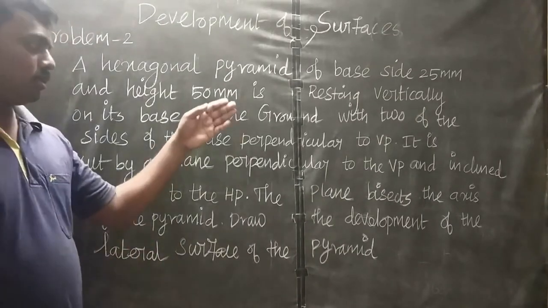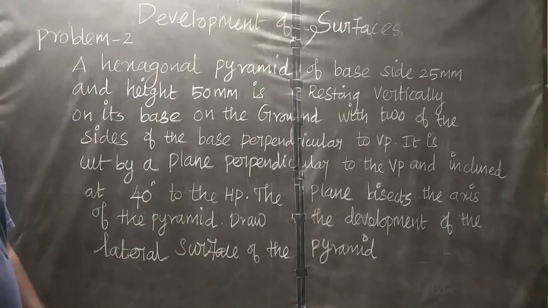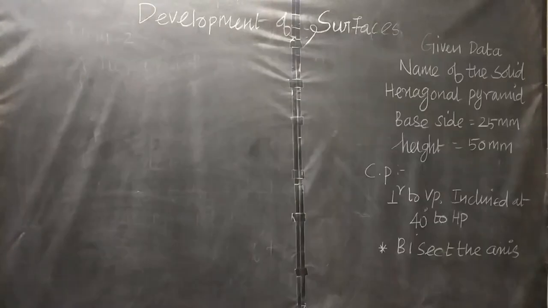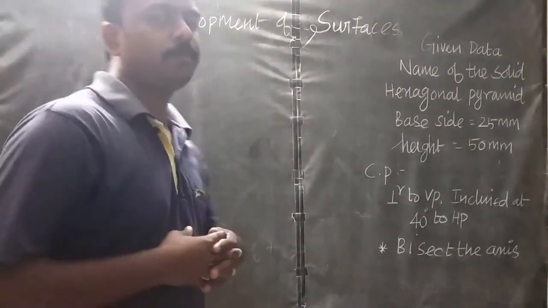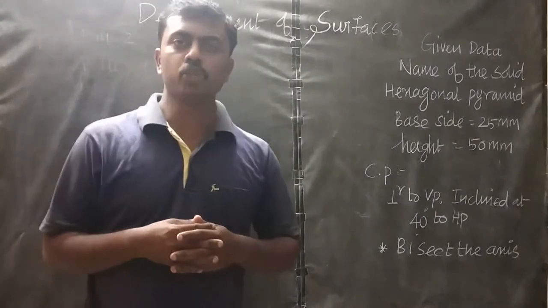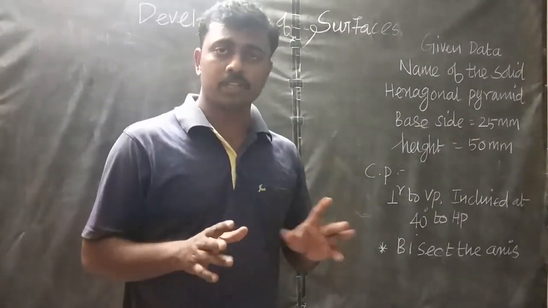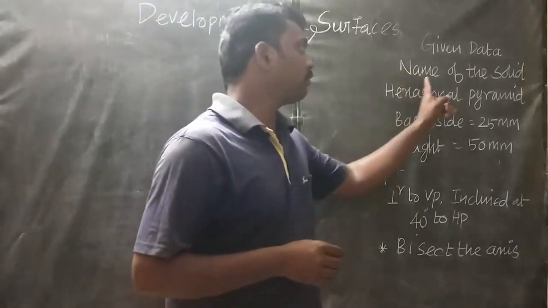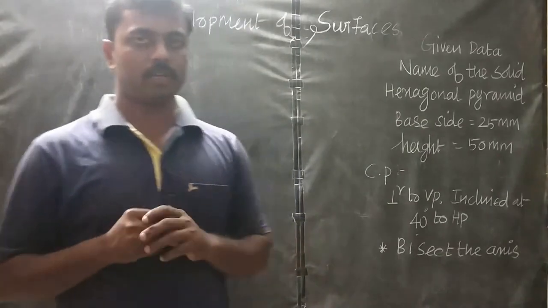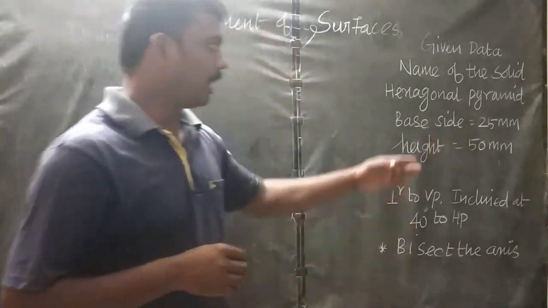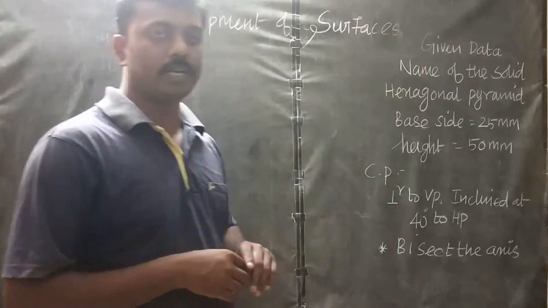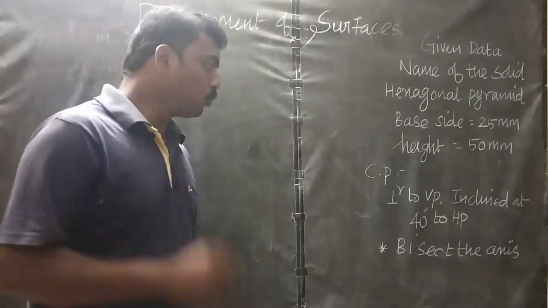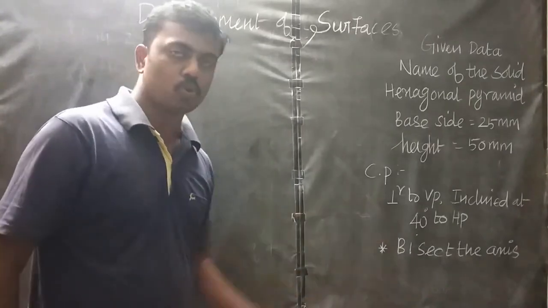Before starting, collect the given data from this problem. We should ensure which kind of solid is given in the problem, so read your problem carefully. Here the name of the solid is hexagonal pyramid, the side length is 25 mm, and the height is 50 mm. Based on these two data, do the simple position of the solid. Then we have two more data in the problem, which are used to draw the cutting plane.